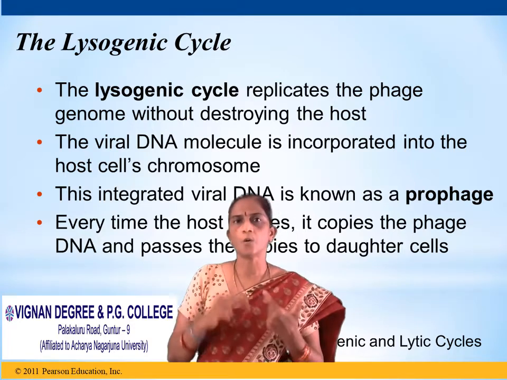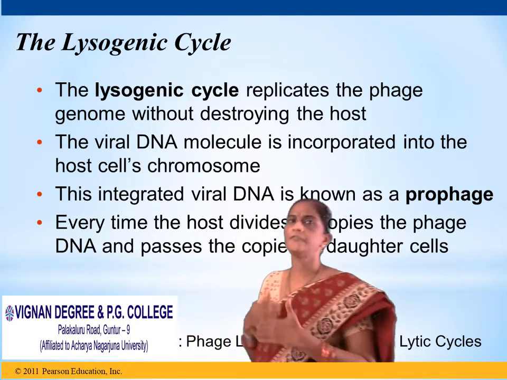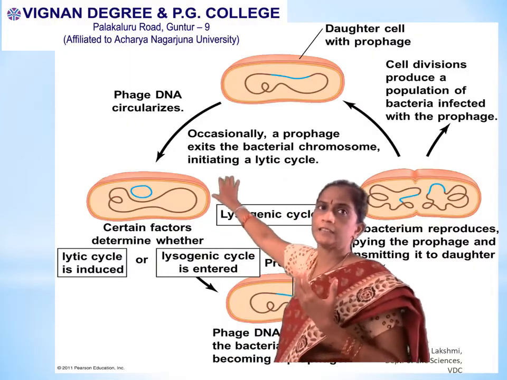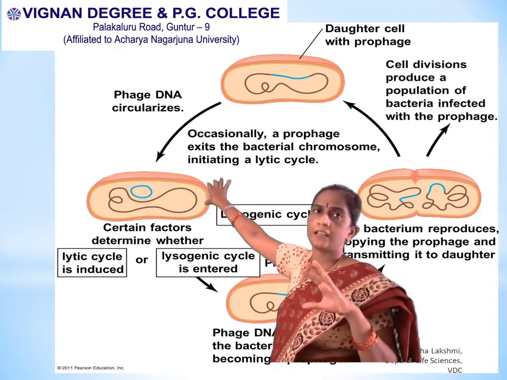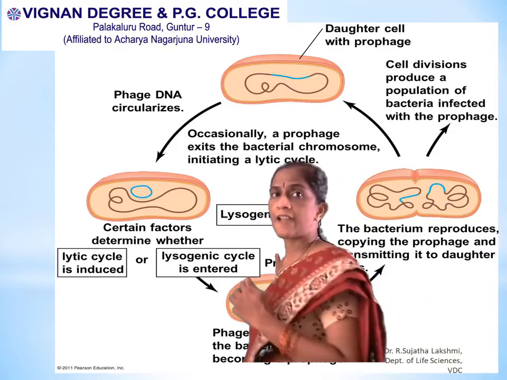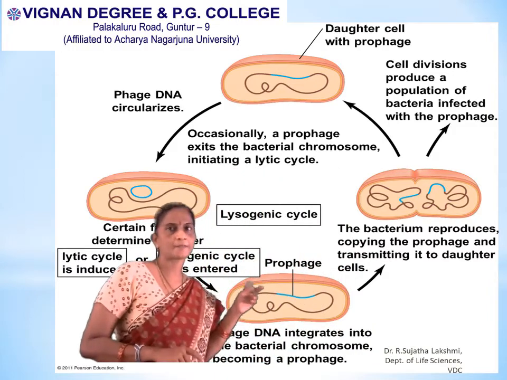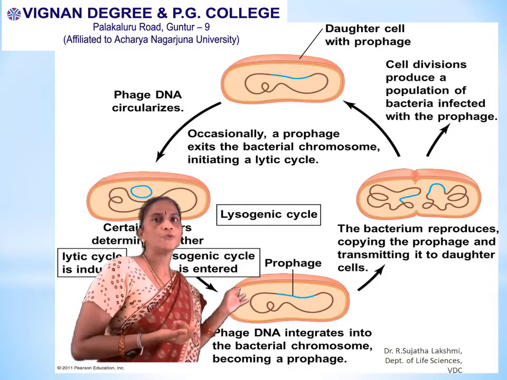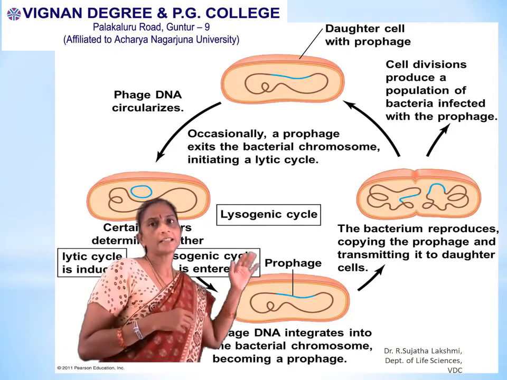Every time the host divides, it copies the phage DNA and passes the copies to daughter cells. A number of daughter cells will be produced. Here, see the diagram: the phage as usual gets attached, the phage injects its DNA, the DNA circularizes and certain factors determine the path. Sometimes it may go for the lytic cycle, sometimes for the lysogenic cycle. In the lysogenic cycle, new forms of DNA and proteins are synthesized and assembly occurs.